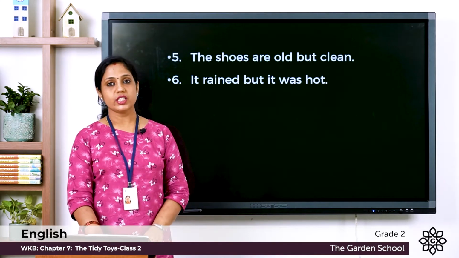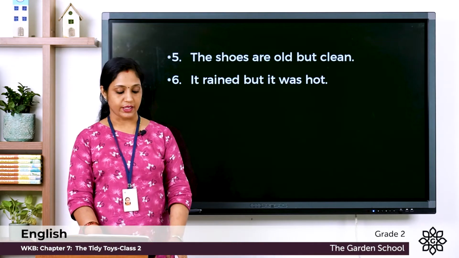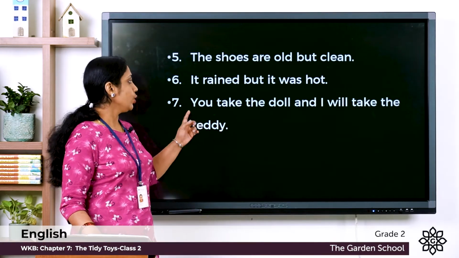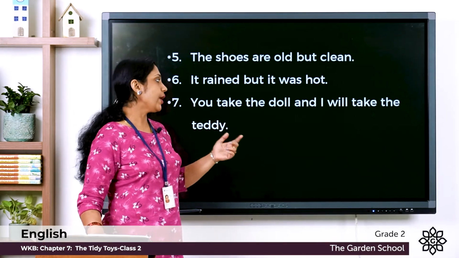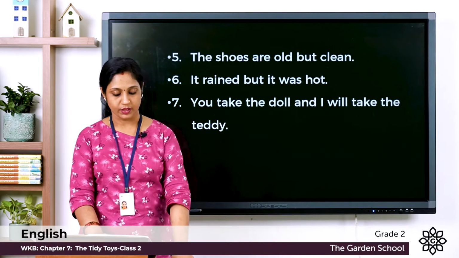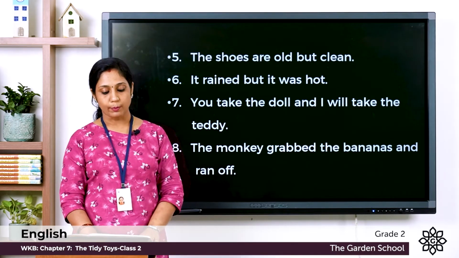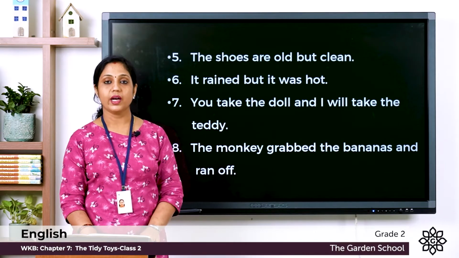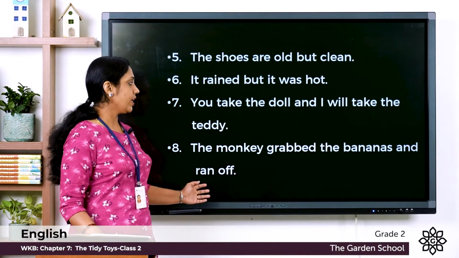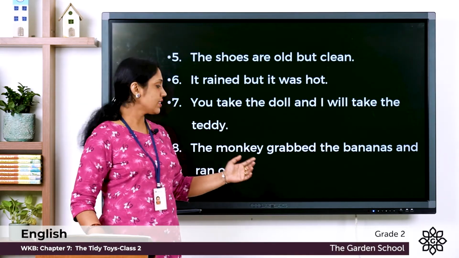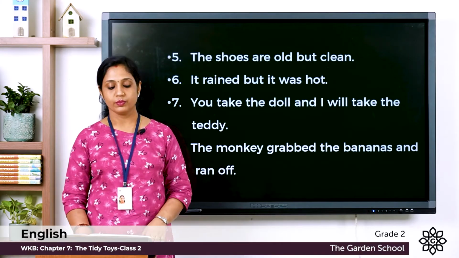Seventh, you take the doll. I'll take the teddy. And it can be written, you take the doll and I will take the teddy. Eighth one, the monkey grabbed the bananas. The monkey ran off. The monkey grabbed the bananas and ran off.